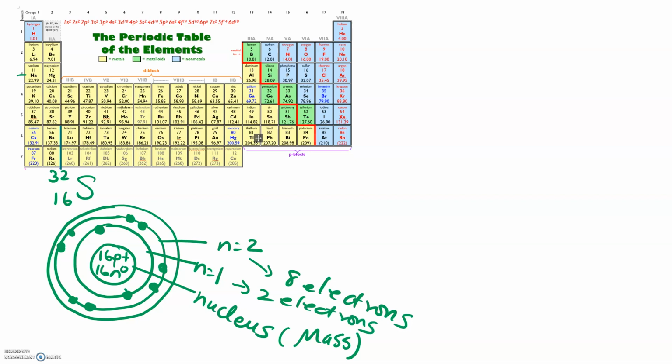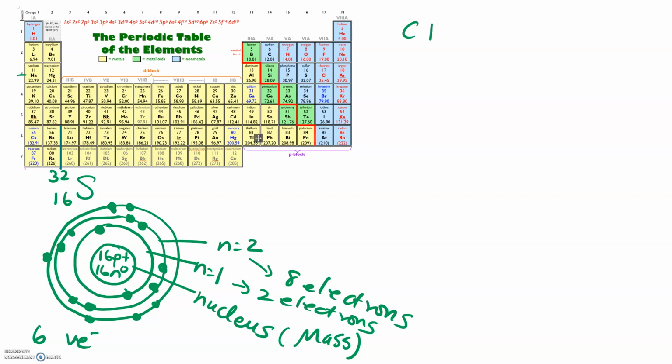All right, so how many electrons total have we placed? We placed 10. We need to do 6 more. So 1, 2, 3, 4, 5, 6. So sulfur has 6 valence electrons. Let's move on to chlorine.